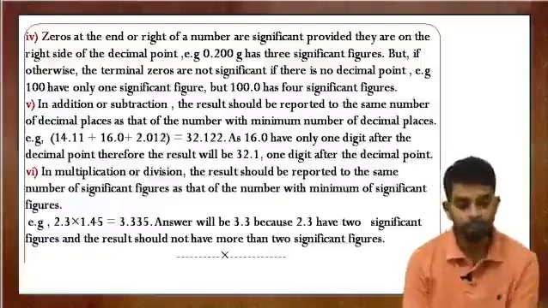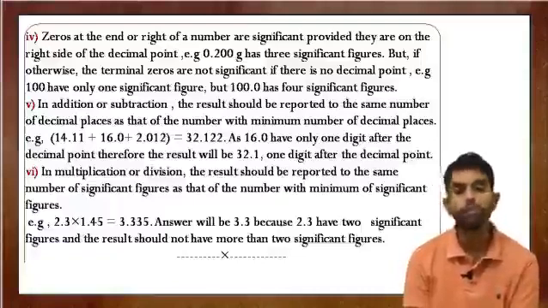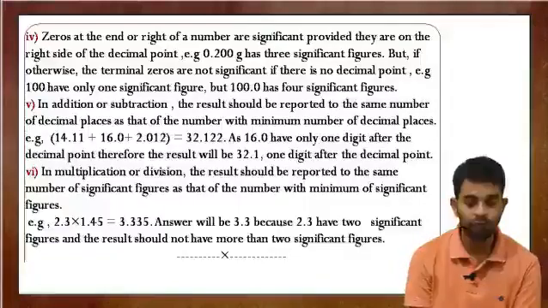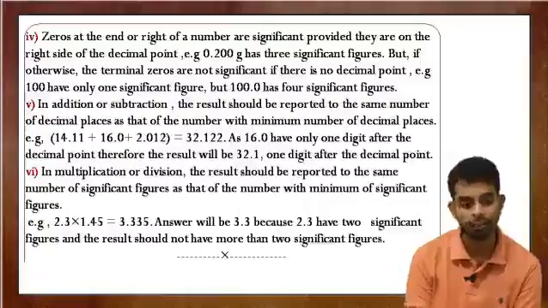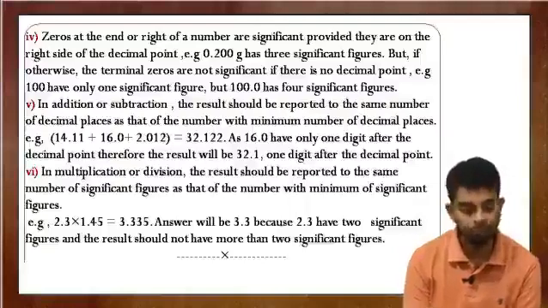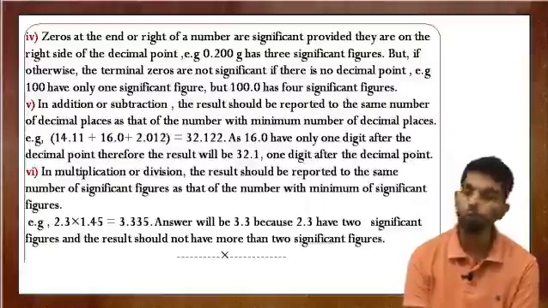And in the case of multiplication or division, the result should be reported to the same number of significant figures as that of the number with the minimum significant figures. Here we have one example: 2.3 times 1.45 is equal to 3.335. The answer will be 3.3 because 2.3 has 2 significant figures. The result should not have more than 2 significant figures.